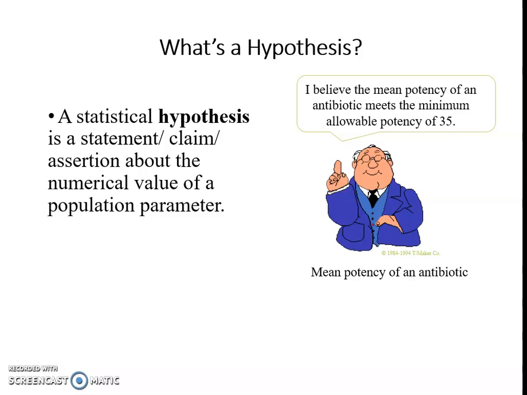And here, the population parameter that we are talking about is the mean potency of an antibiotic, and we show it with the letter mu. And we make a claim about the numerical value of this population parameter, which is 35. So the claim that we make is called the hypothesized population mean, and it is denoted by mu null. So in this case, the hypothesized population mean is 35.